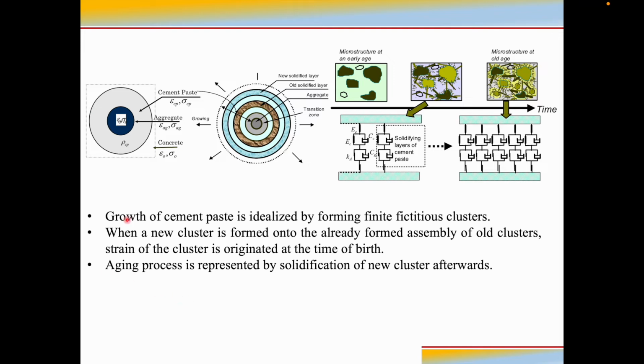So we can say that growth of cement paste is idealized by forming finite fictitious clusters. Fictitious cluster means a made-up cluster, not the real cluster. When a new cluster is formed into the already formed assembly of old clusters, a group of old clusters, then strain of the cluster is originated at the time of birth. Yes, as I have mentioned before. Aging process is represented by solidification of new cluster afterwards.